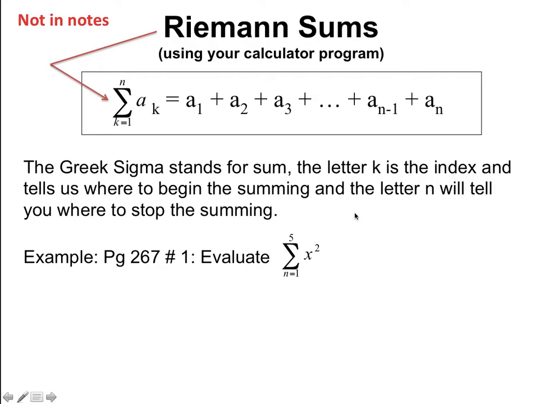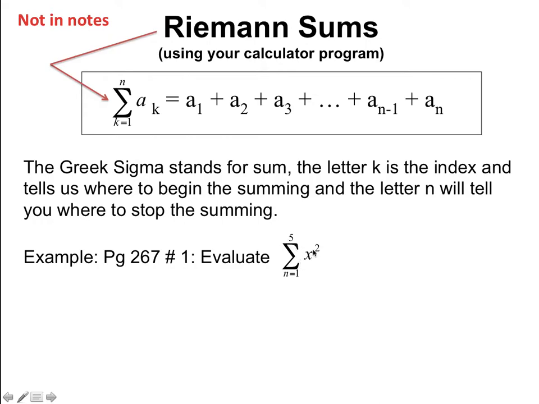So for instance, if the function's x squared, that's a parabola, we're going to plug in 1, and then we're going to plug in 2, and then we're going to plug in 3, and then we're going to plug in 4, and then we're going to plug in 5 and stop.